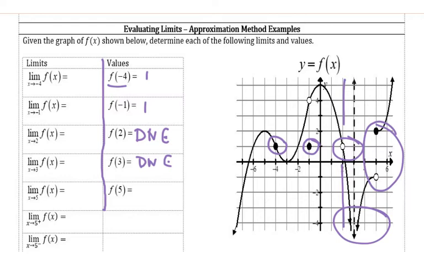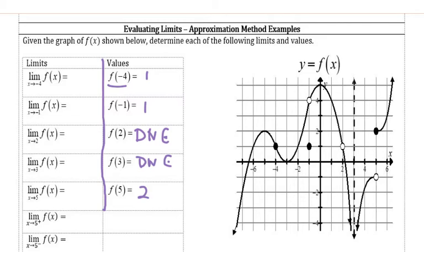Here's 5 at our function. What is actually happening at 5? The function value is 2. So that should have just been a little brief review of looking at a graph to identify the value at an indicated x value. Now we're going to use the graph to identify limits.